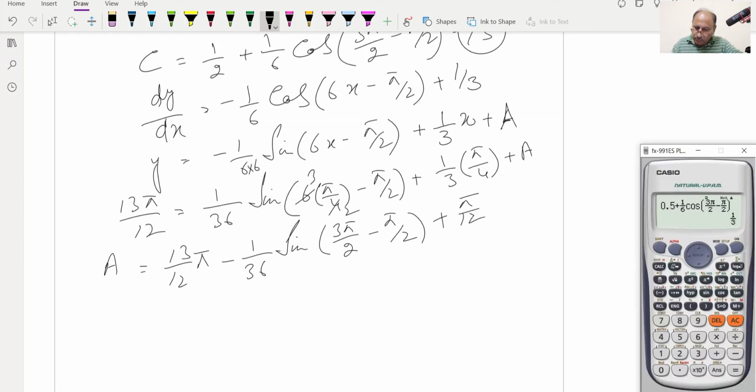is on the other side, so we can use calculator for that one, so it will be 13 over 12, 13 pi, basically pi we can add here pi, and minus will be minus over here, and 1 over 36, and this will be sine of fraction, this will be 3 pi over 2 minus pi over 2, and bracket will be closed, and we will write plus pi over 12, and this will be equal to 7 by 6 pi.